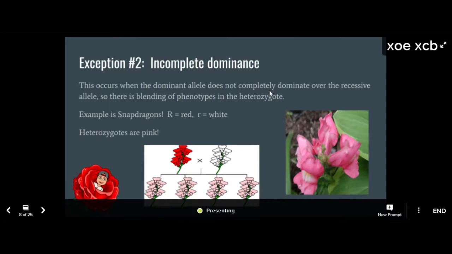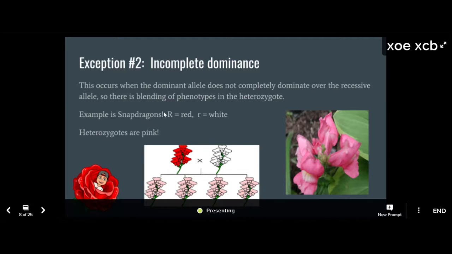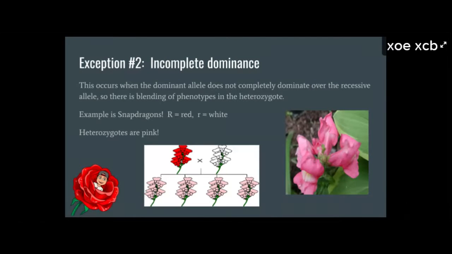Incomplete dominance. This occurs when the dominant allele does not completely dominate the recessive. So is there a blending of the phenotypes in heterozygotes? An example is snapdragons. Red and white, the heterozygotes are pink, because it's like when you put two colors together, you make other colors, or when you're painting.